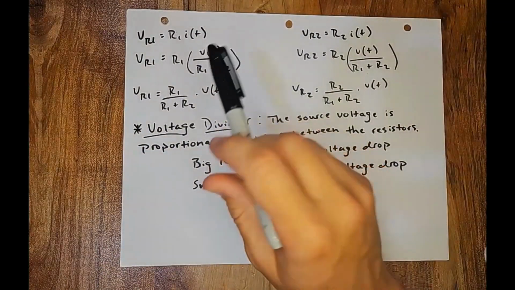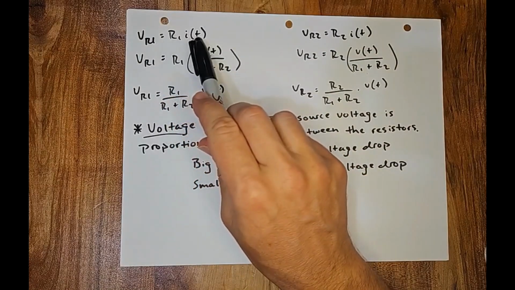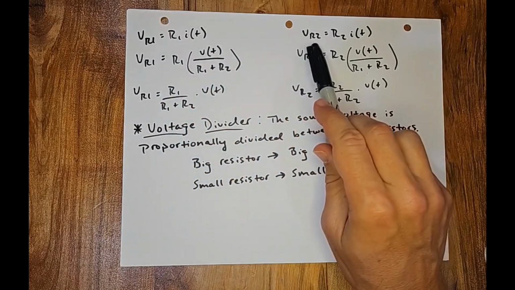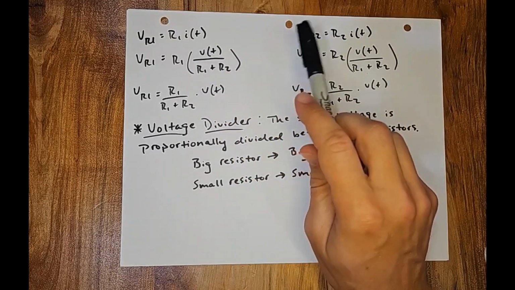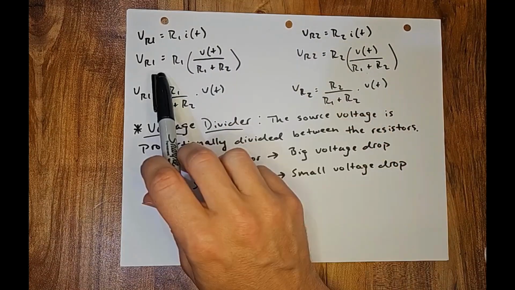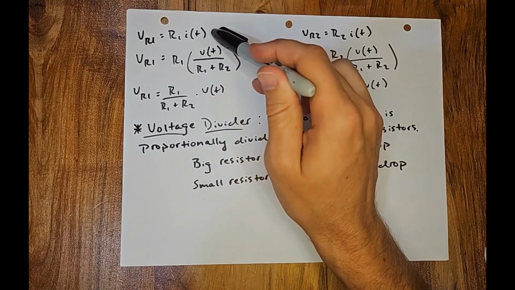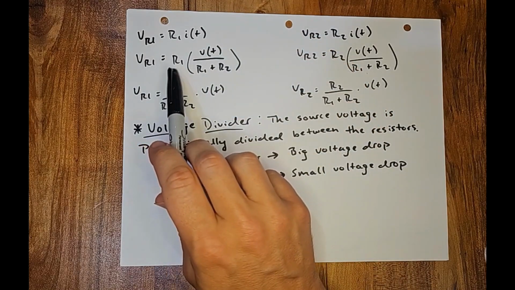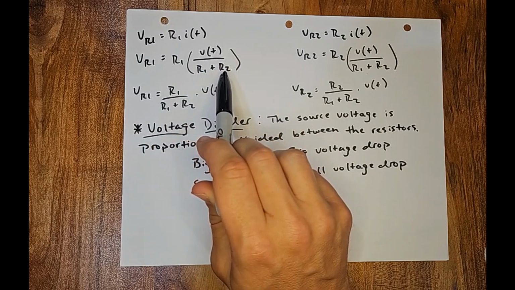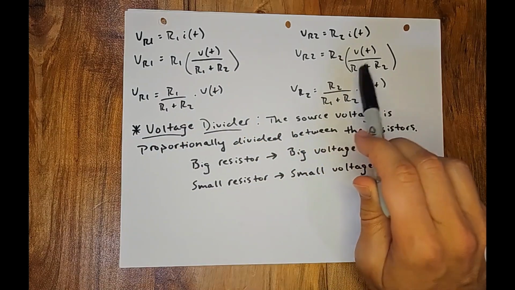All right, so this second page basically just has what we already did. We have VR1 equals R1 times I of t. VR2 equals R2 times I of t. Again, that's just the voltage across those resistors R1 and R2. But we're going to take our equation I of t and plug it in here. So VR1 is now going to equal R1 times V of t over R1 plus R2, and we're going to do the same thing on this side as well.